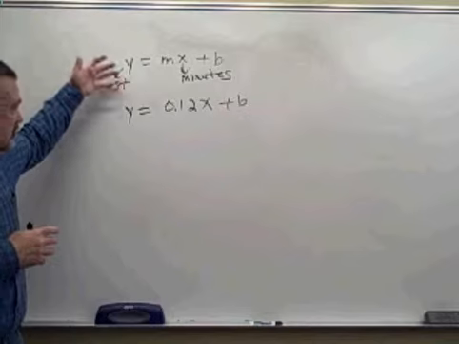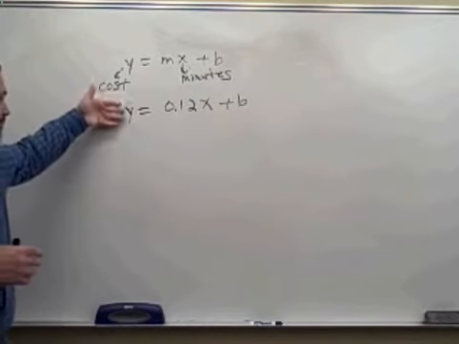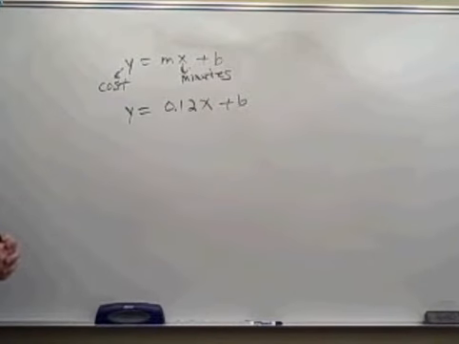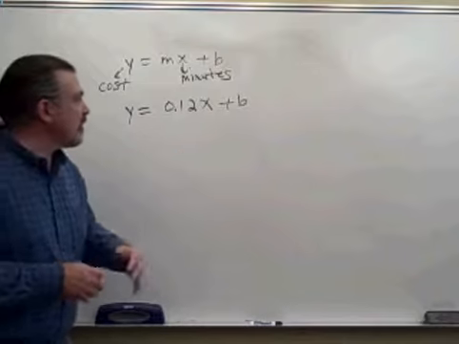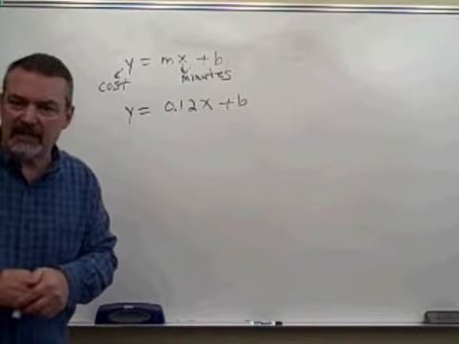That's dollars, which is cost, per minute. That's what x represents. That's change of y over change of x. That's the slope, change of y over change of x. And then they also said that there was a monthly fee of $4.95.